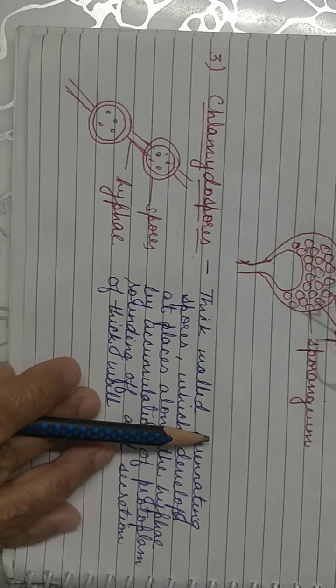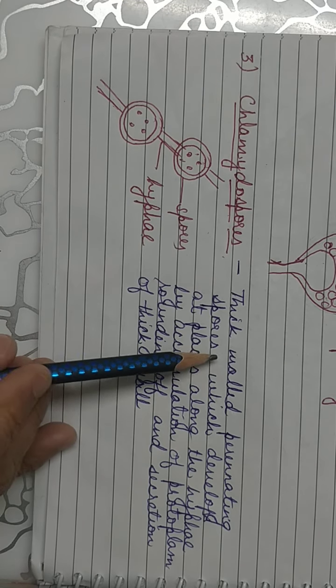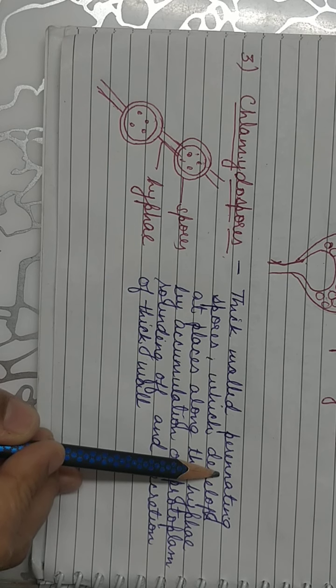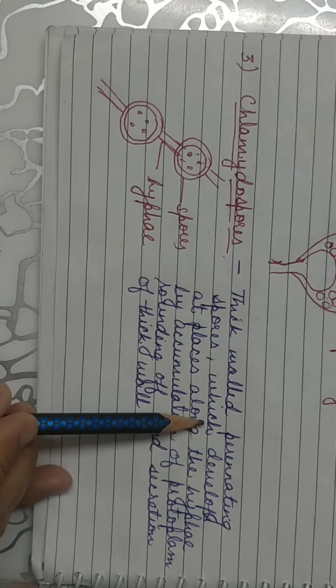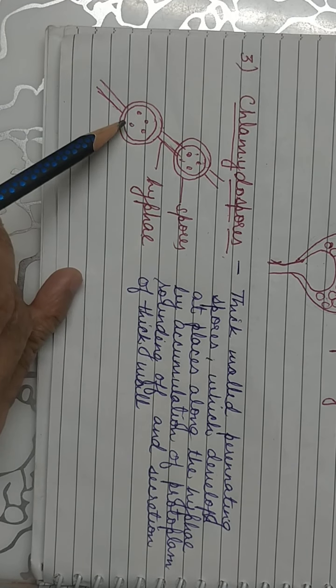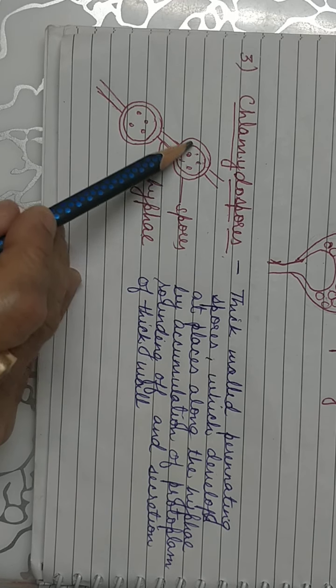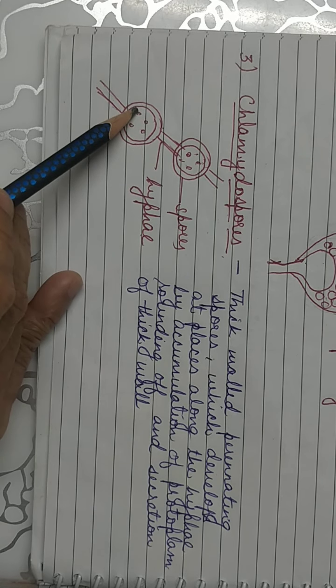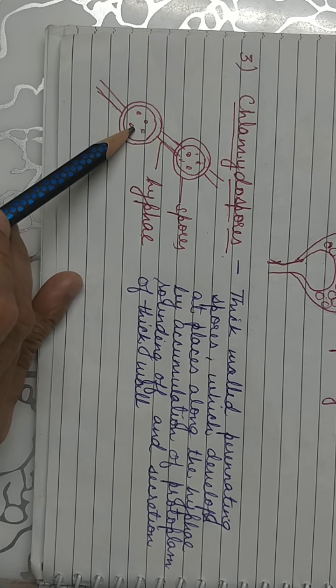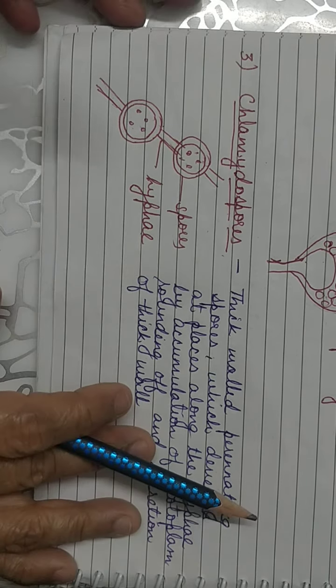Then comes the third type, that is chlamydospores. These chlamydospores are thick walled. They are perennating, that means everlasting spores. They develop along the hyphae. Now you can see this is the hyphae. Along the hyphae, in between the hyphae, the protoplasm gets accumulated and it is covered by a thick wall, and it forms a spore. So this type of spore is known as chlamydospores.